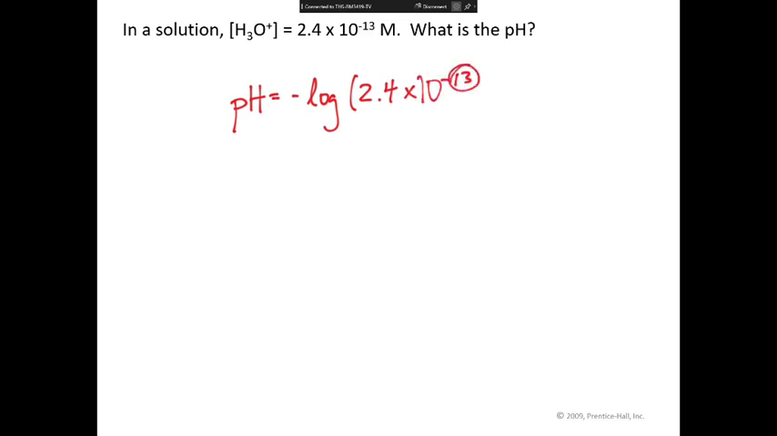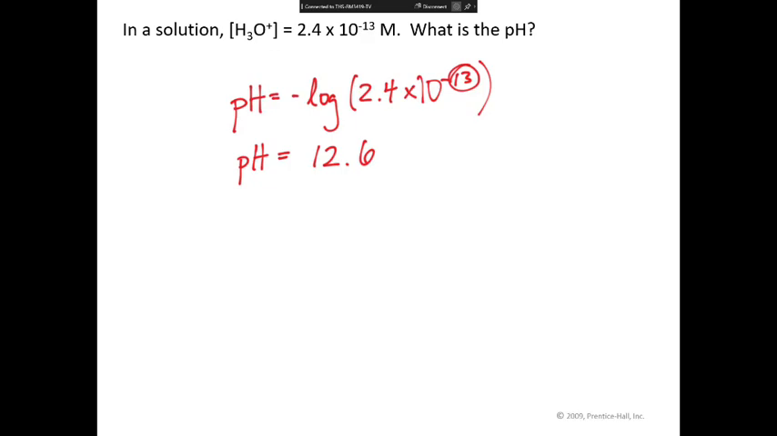I know it's going to be around 13 because of that. And you found it is 12.6. So if it were exactly 1 times 10 to the negative 13th, it would be right on 13. But that 2.4 messes it up a little bit. So it means it's a little bit more acidic than if it were 1 times 10 to the negative 13th. So the pH is a little bit lower than 13.